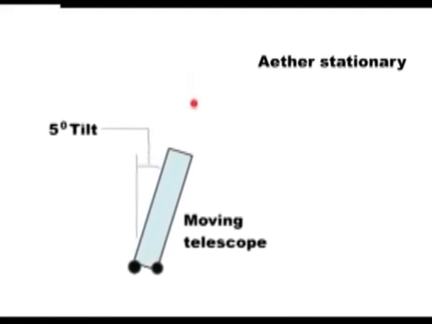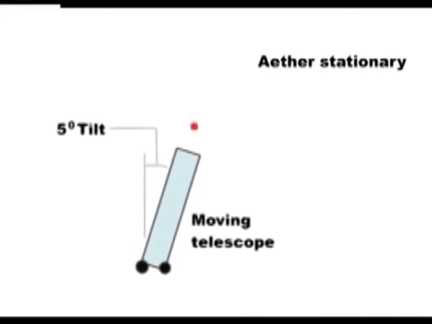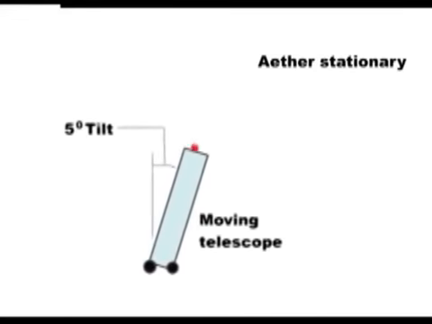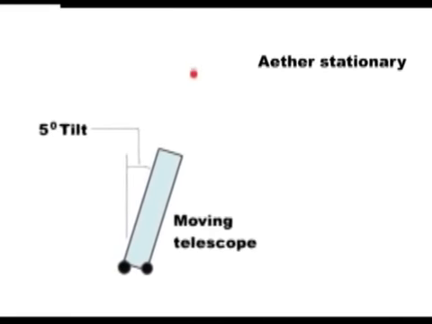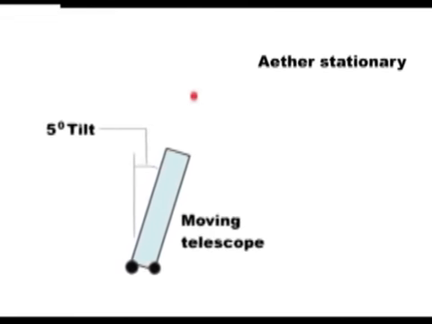So here is the moving telescope filled with water, tipped at 5 degrees, and you can see that the starlight does not now reach the eyepiece at the bottom. This is because the starlight moves much more slowly when passing through water.